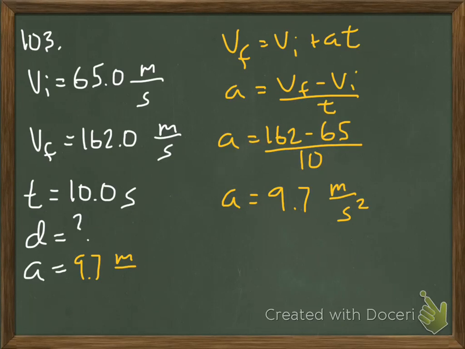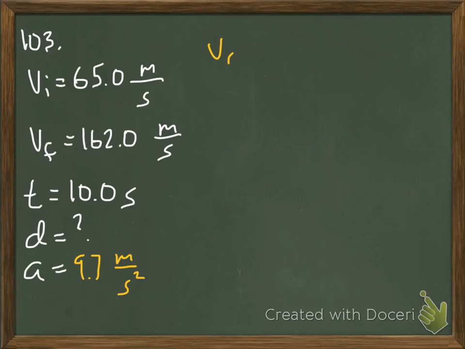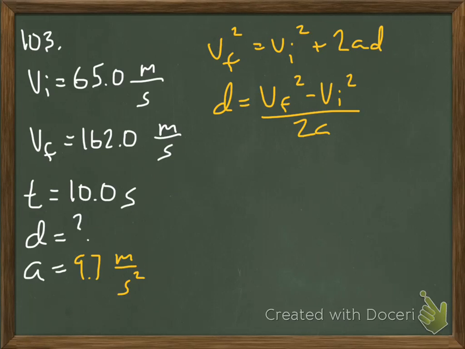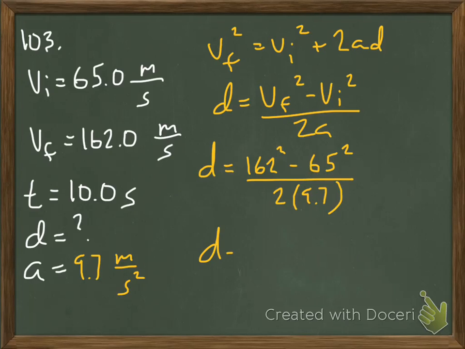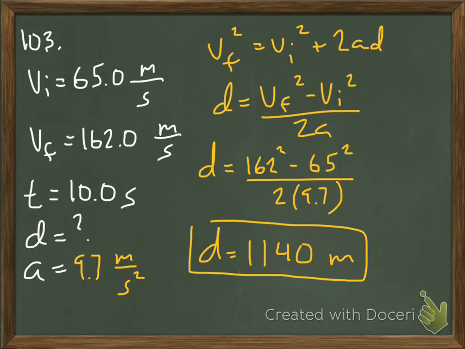9.7 meters per second squared. Okay, let's write that down. Now let's go back and we can find the distance. I'm going to use this equation right here. I'm going to rearrange it to solve for D, and then I'll plug in my numbers. And we have our distance.